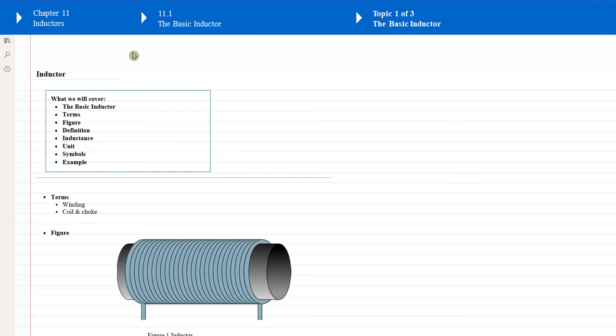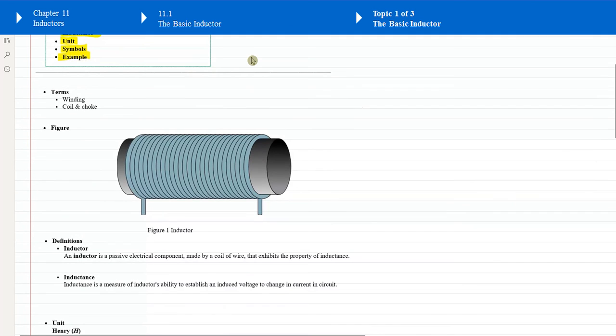This lesson we're going to talk about inductors. We're going to cover the basic inductor, the terms, a figure, the definition of an inductor, the inductance, the unit of inductance, the schematic symbol that represents an inductor in the circuit, and at the end we have one simple example.